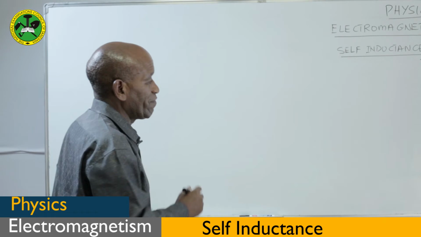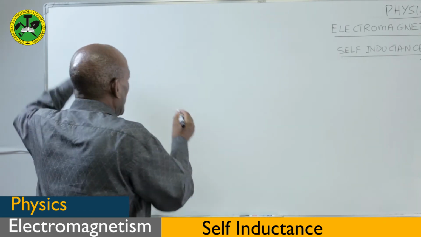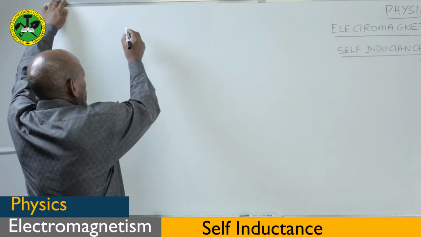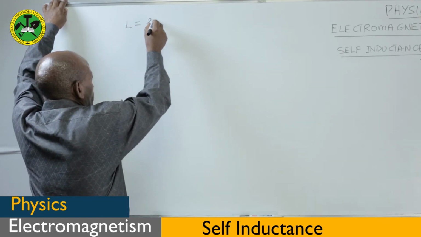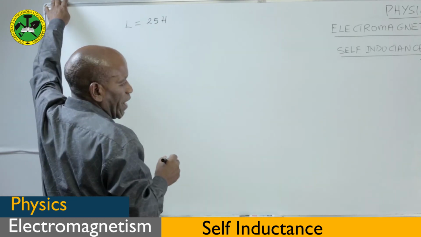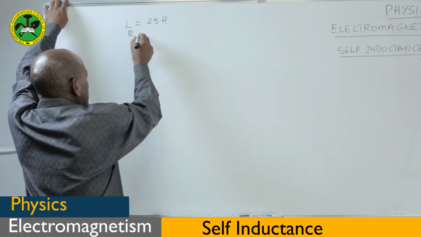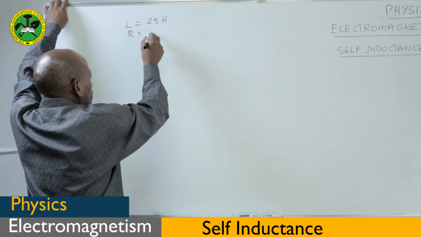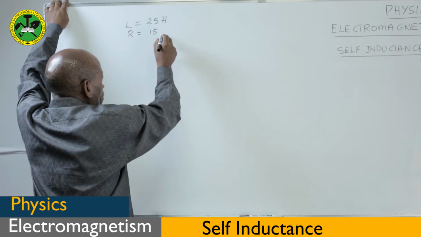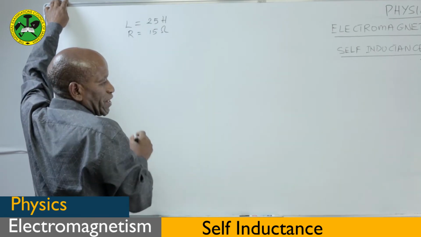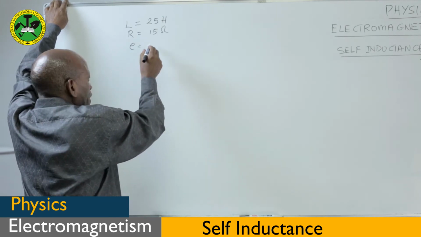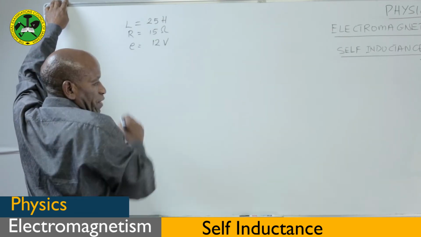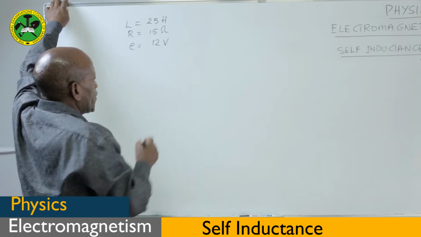So here we are given a coil of that particular inductance. Our coil has an inductance of 25 henry, and the resistance is given to be equal to 15 ohms, and this is connected to a cell of EMF 12 volts, with a switch.